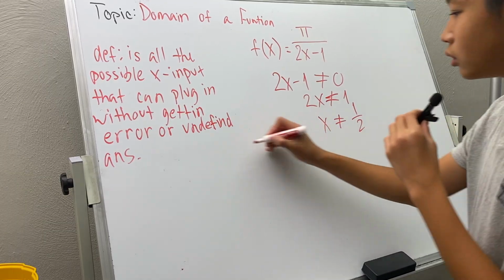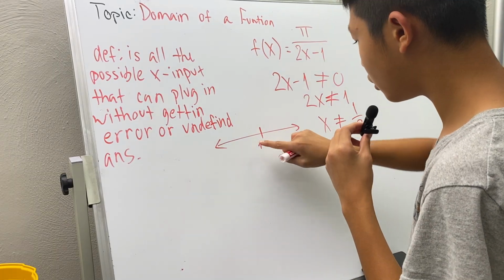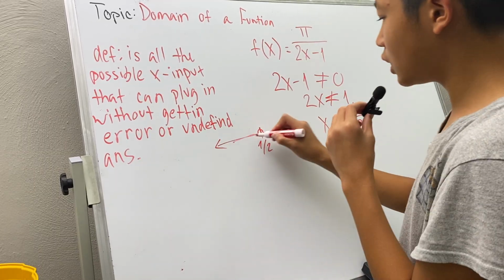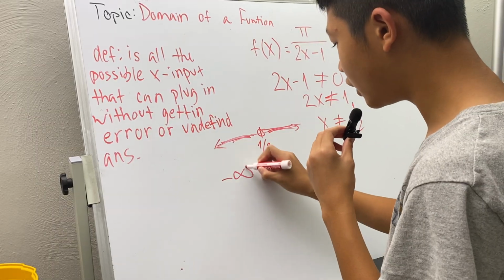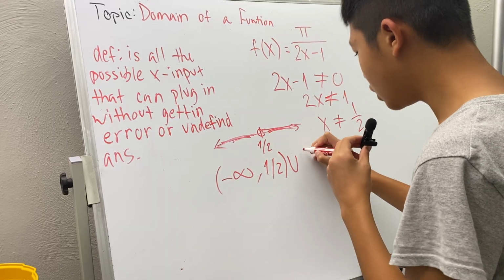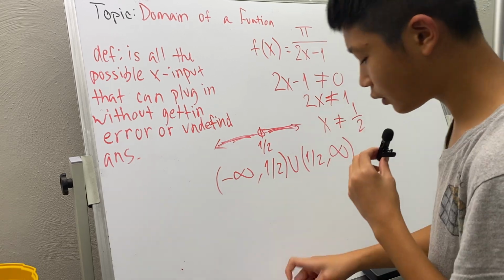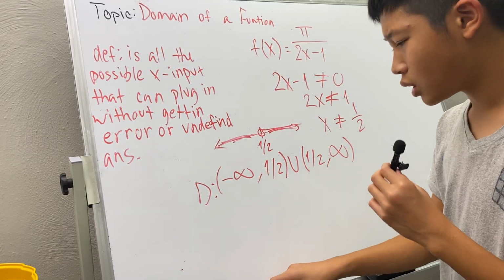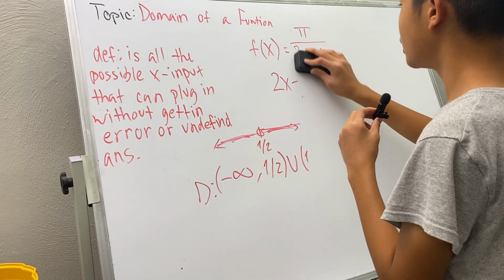Let's draw on a number line. Let's say this is 1/2. Well, it can't be 1/2, but it can be any number on this side, to the left and to the right. So it's negative infinity, not including it, comma 1/2, and we're not including 1/2, union 1/2, comma infinity. And here's your answer. You can write a D and a 2 dot like this. Next question.